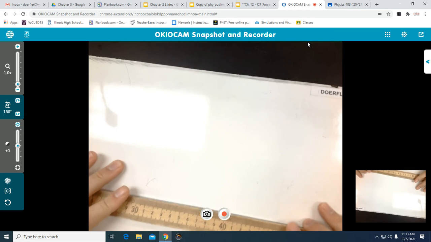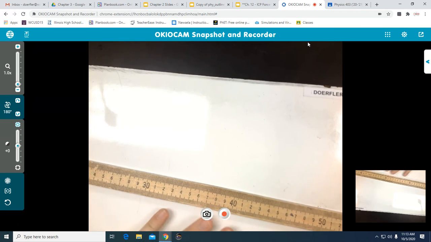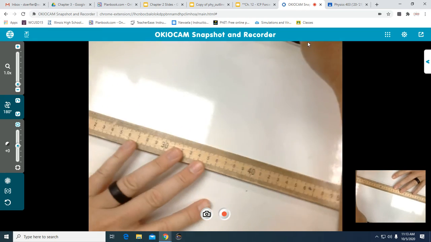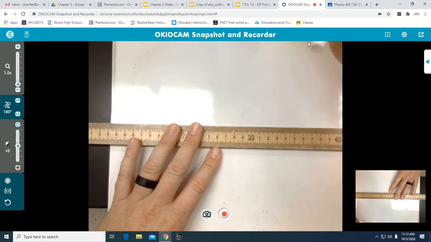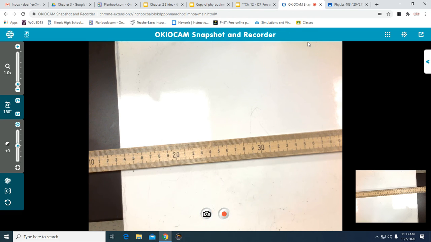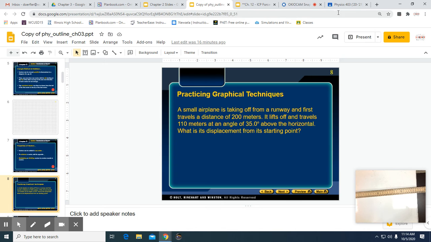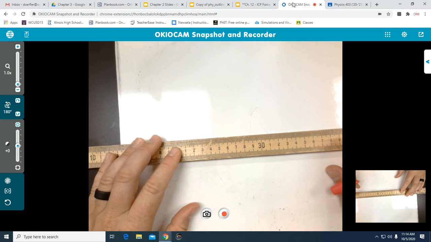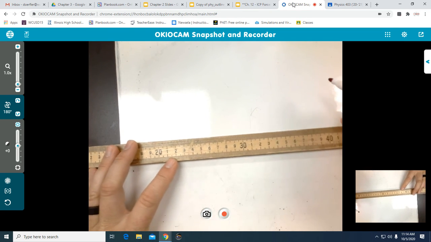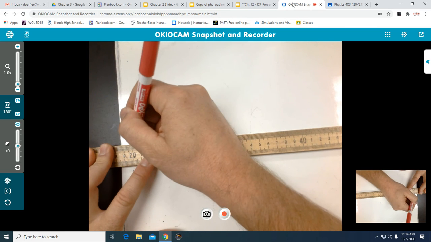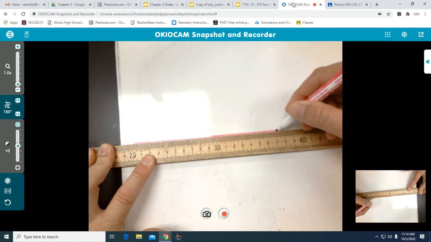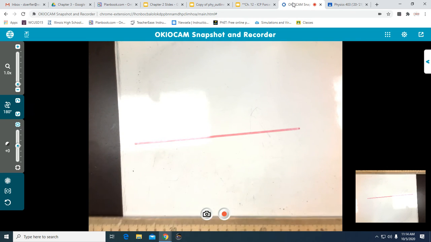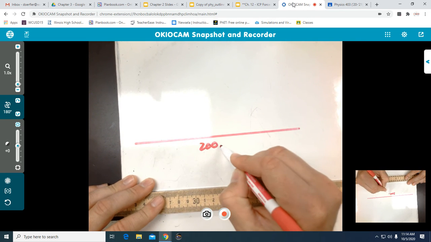I'm going to assume, and you can make a lot of assumptions when we're doing physics here, that we're just taking off to the right. It says we traveled 200 meters before we took off. So 200 meters to millimeters, what's that? It's going to be 20, right? I don't know if I have enough room on the dry erase board, so I'm just going to start from 20 and draw a line to 40. Okay? This is my 200 meters.